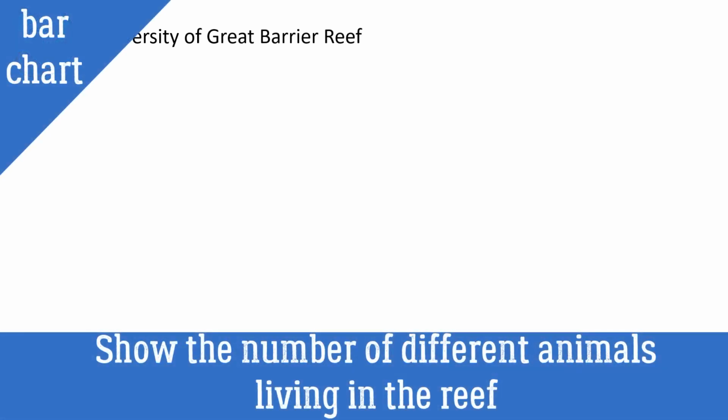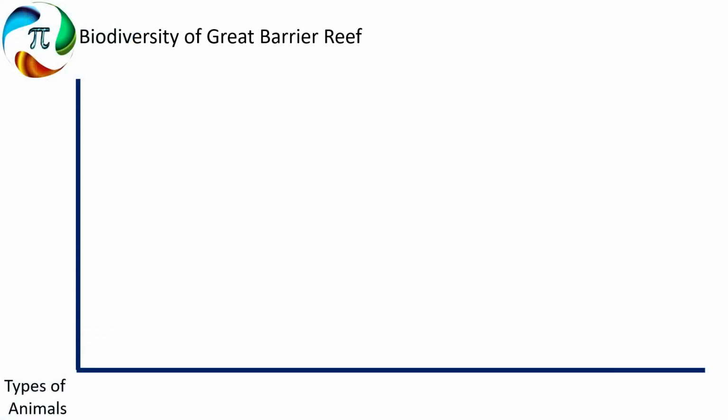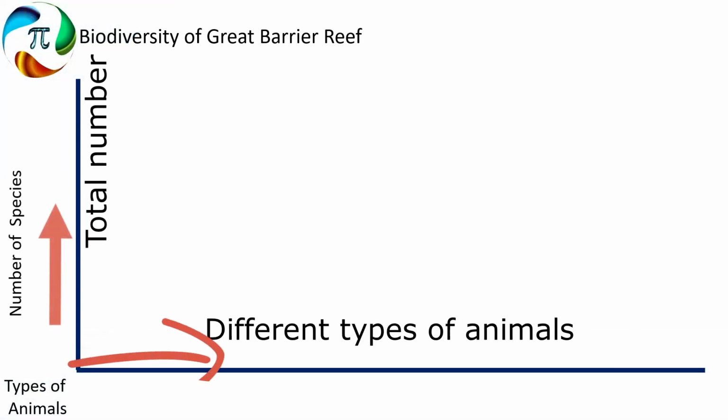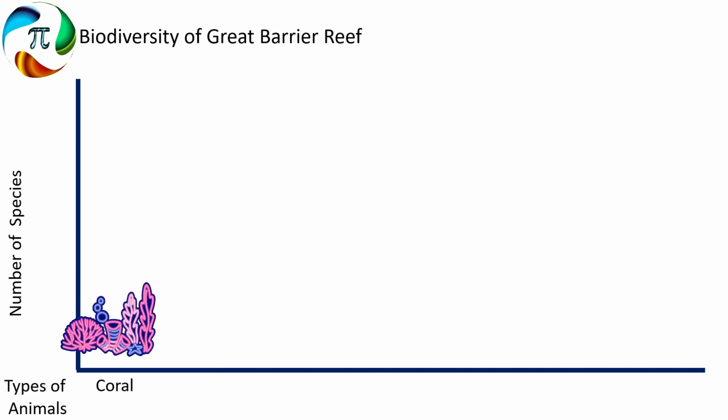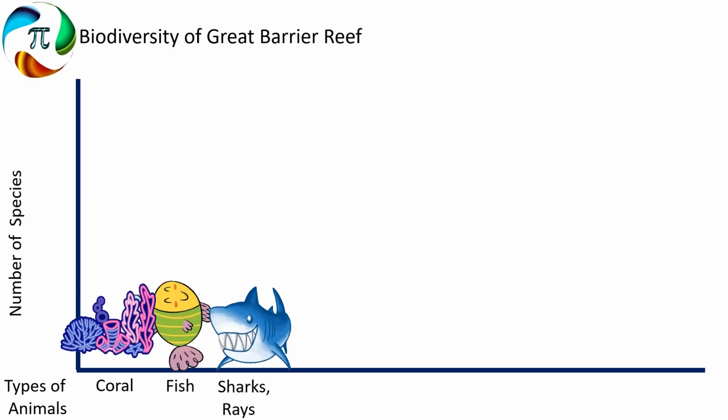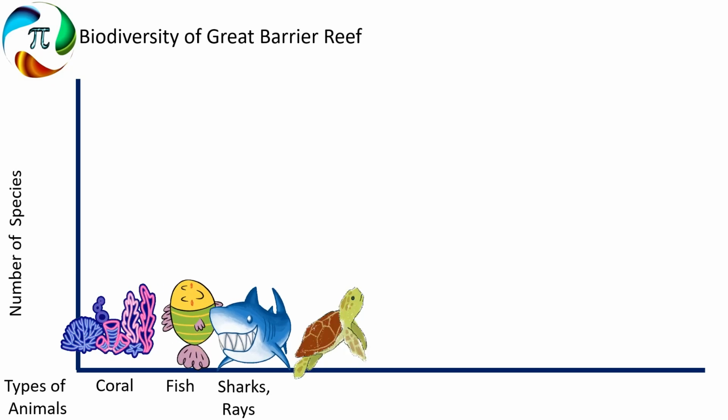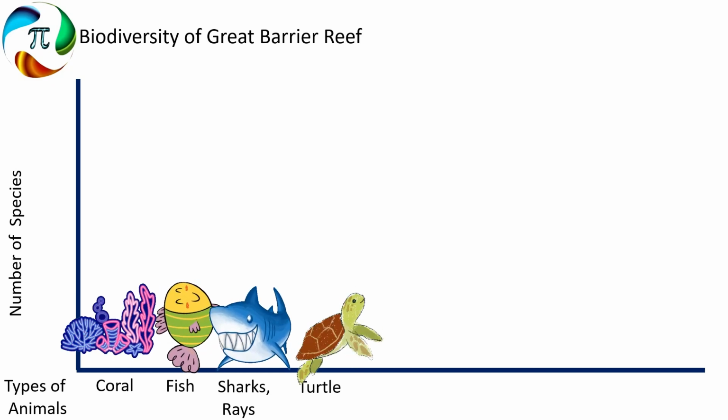Introduce a chart called a bar chart or column chart to show the animal diversity of the reef clearly and nicely. A bar chart has two axes or lines, one horizontal, another vertical. Each axis is for representing something. For example, in this case, the horizontal axis is for showing types of animals and the vertical axis is for presenting the number of species.